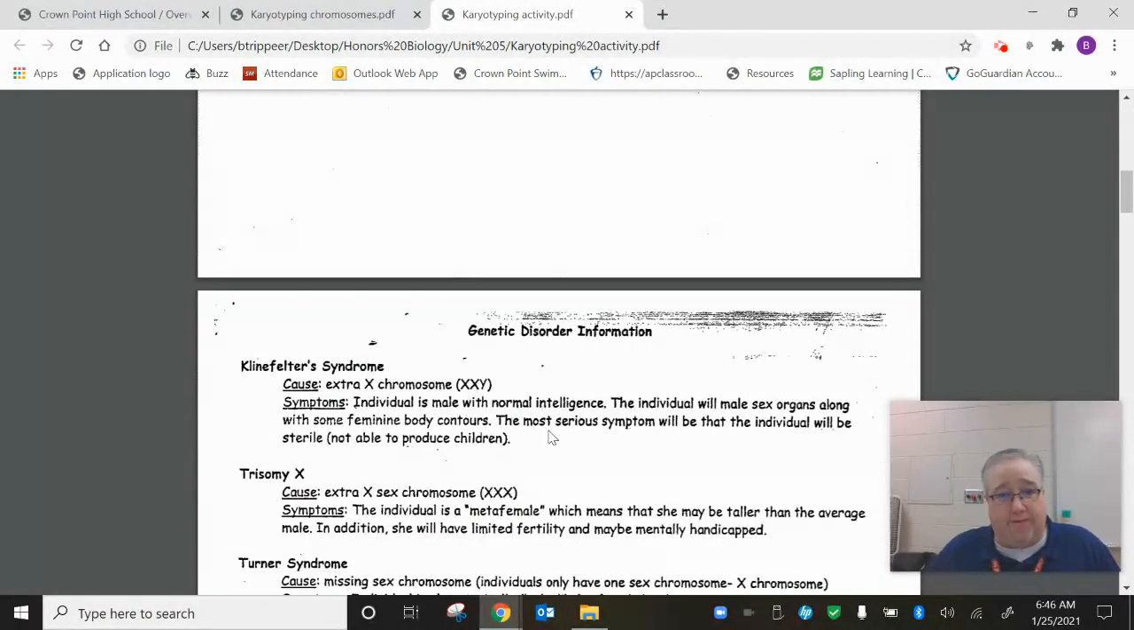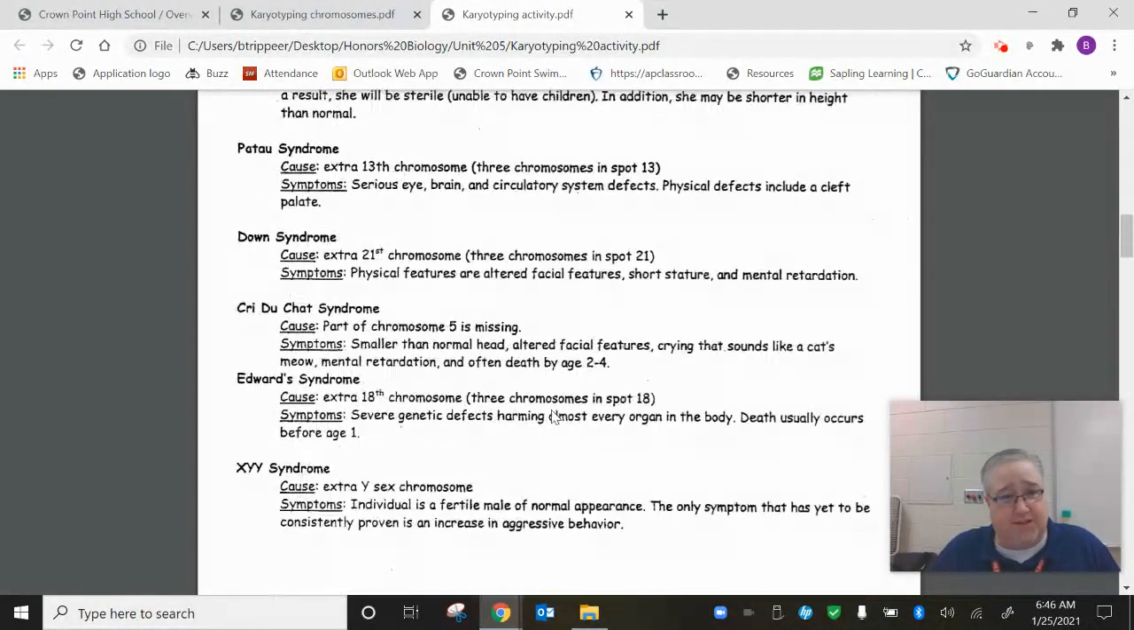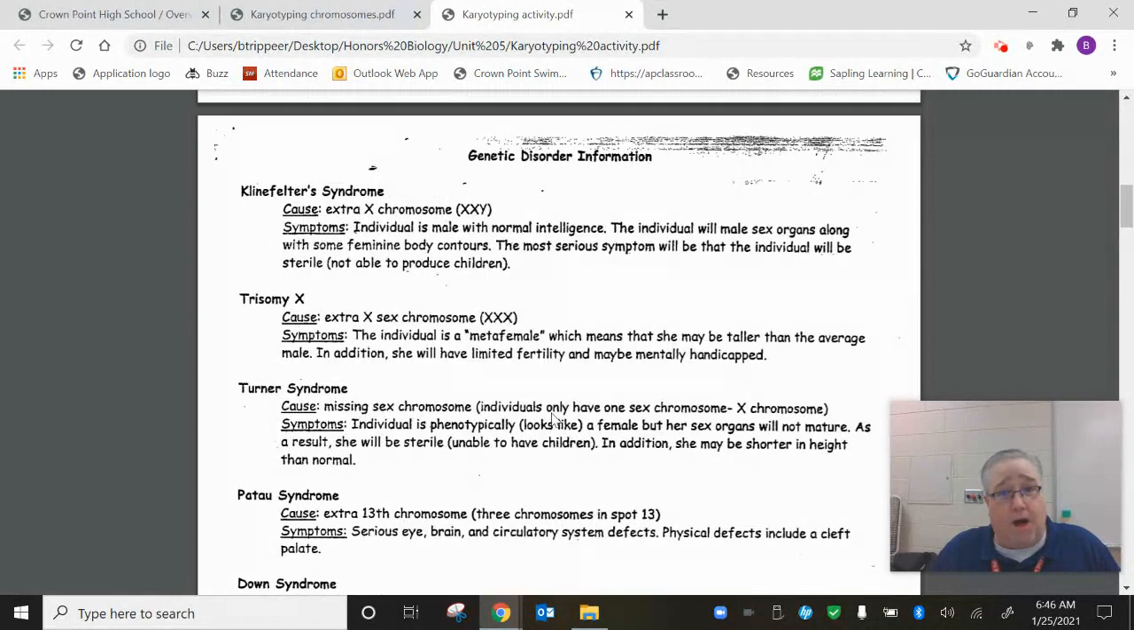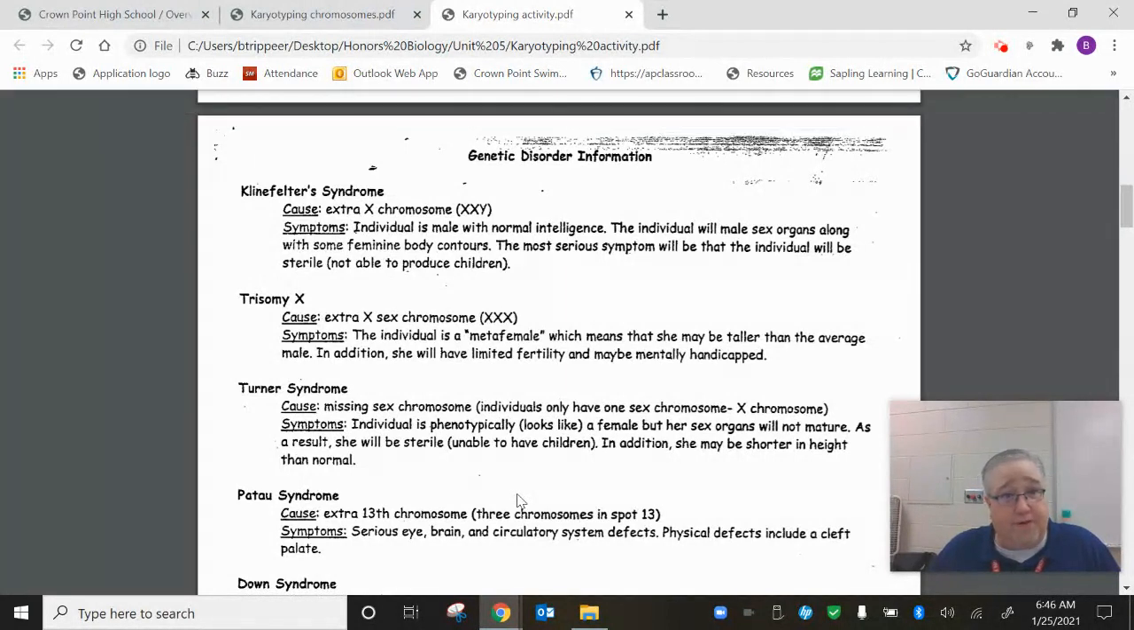What I've listed here on the next page is a list of possible chromosomal disorders. We talked about things like trisomies and monosomies in the previous unit, so this is just a list of some of these. Before you start this project, I want you to read through each one of these. A few of them we've talked about before, for example, Klinefelter syndrome. It's caused by an extra X chromosome.